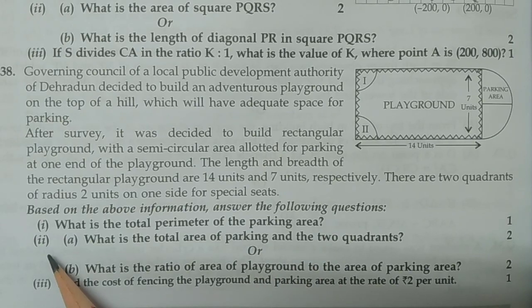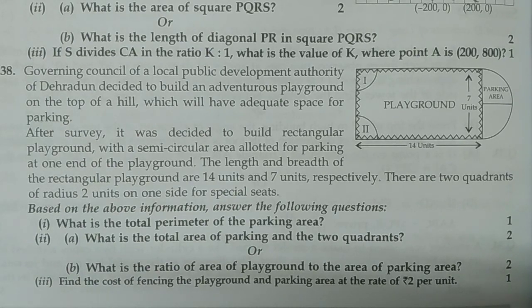So let's come to question number 2. What is the total area of the parking and two quadrants, or what is the ratio of the area of the playground to the area of the parking area? Okay. Now next, question number 3: find the cost of fencing the playground and parking area at rupees 2 per unit. You can easily find all these things using the formulas. And you know, these are board examination concepts, so they are really easy and interesting questions, and you can fulfill everything from here.